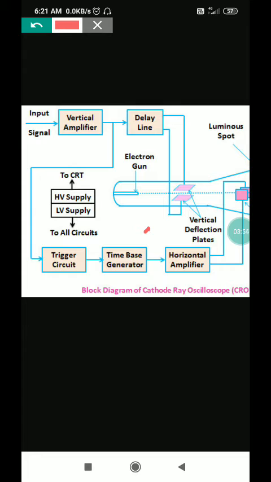Then we have a horizontal section in which we have horizontal amplifier. But in horizontal amplifier section, we have three different blocks. Number one is trigger circuit, number two is time base generator, and number three is horizontal amplifier. Let us discuss about time base generator first.